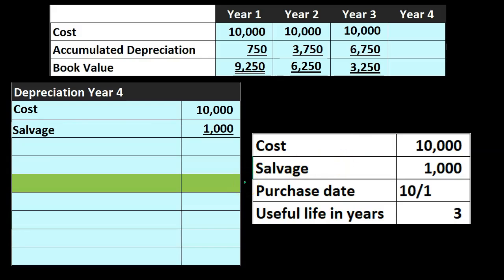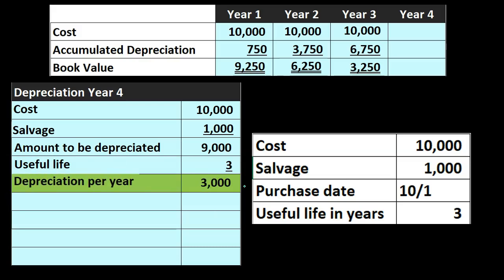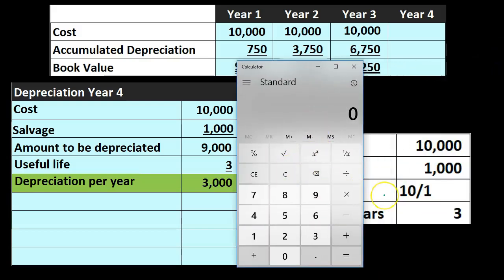Minus the salvage value gives us the amount to be depreciated, 9,000. And then we're going to take that and divide it by the number of years, 3. And remember, that's how we got to our 3,000. So here's our 3,000 per year. Now we need to figure out the partial year for the last year. So in other words, if we had it for 10, 11, 12 in year 1, 3 months, then 12 minus 3, we had it for 9 months in the final year, in year 4.